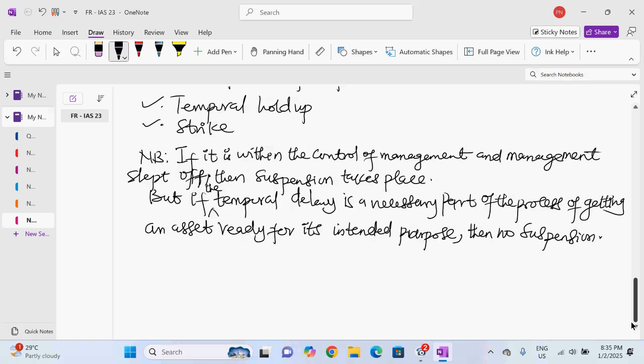Something like adverse weather conditions. Let's say you were doing the work and there was a heavy rainfall that destroyed part of it. Capitalization will continue because that was not within management control. Anything outside management control which forms a necessary part of the process of getting the asset ready for its intended purpose can be capitalized.